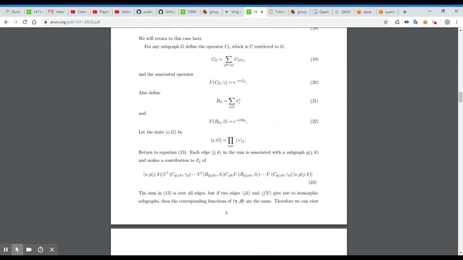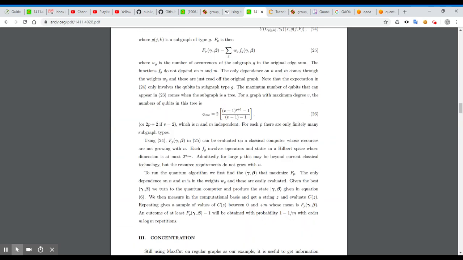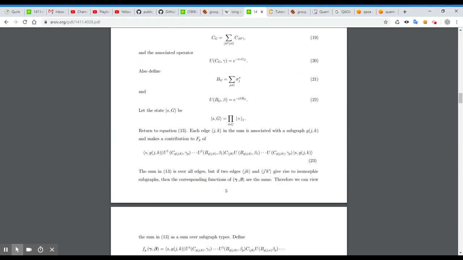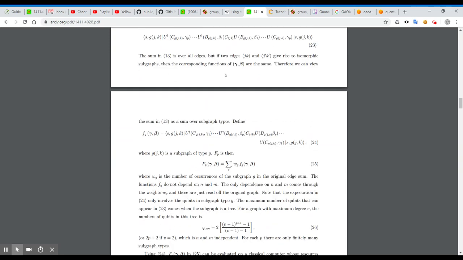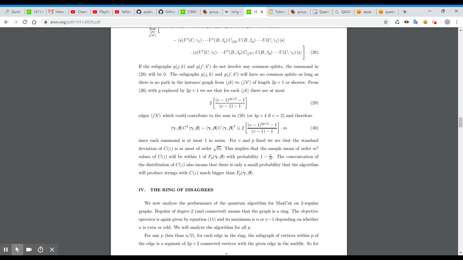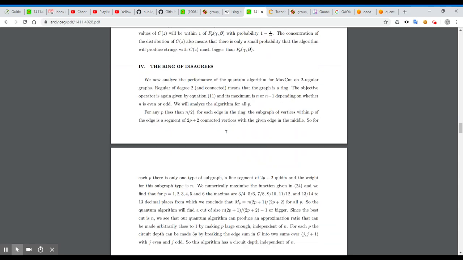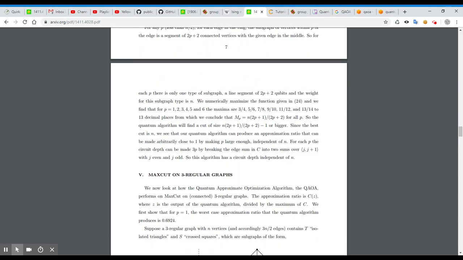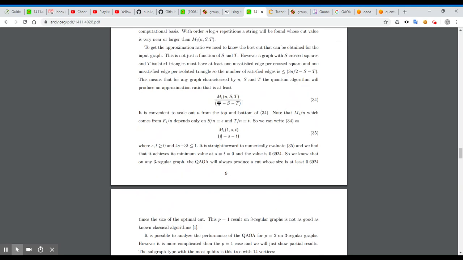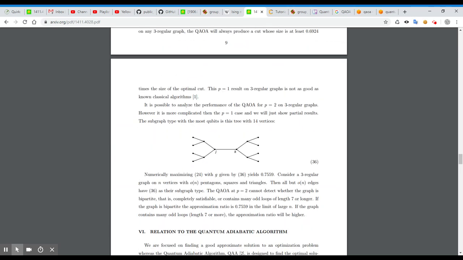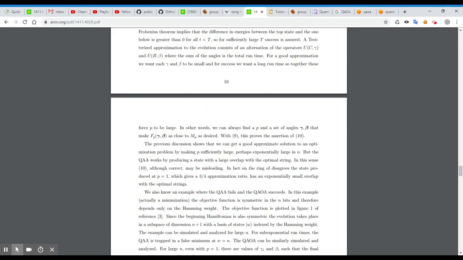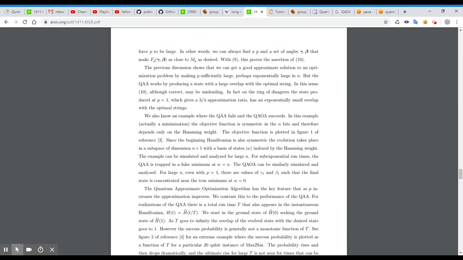But then they go into these. I've already gone through these with the videos. There's no actual circuit here to take a look at, right? That would be too good. Quantum adiabatic algorithm.